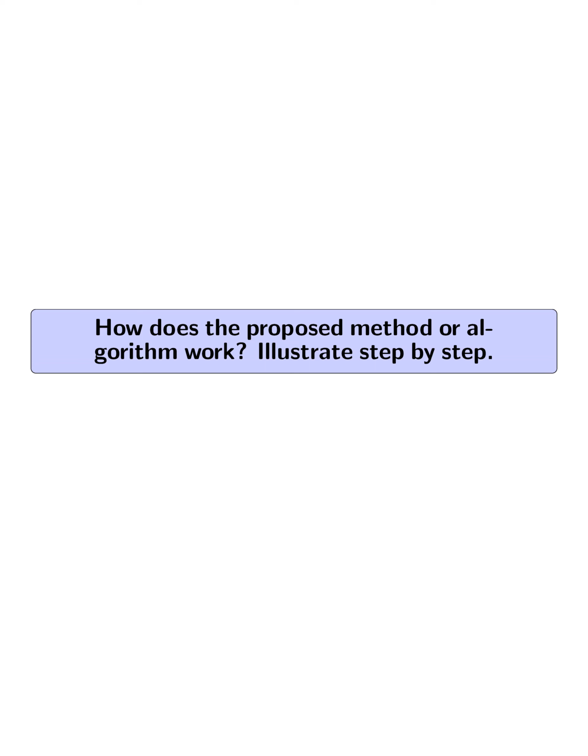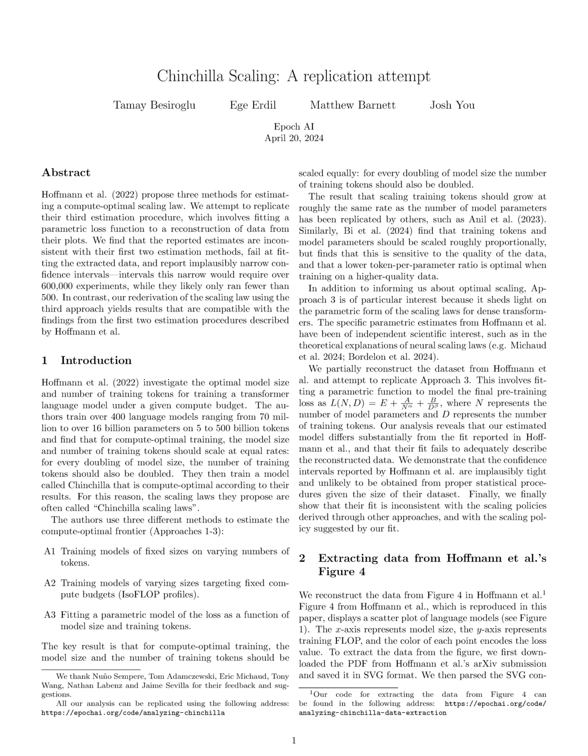How does the proposed method or algorithm work? Illustrate step by step. The proposed method works by investigating the optimal model size and number of training tokens for training a transformer language model under a given compute budget. The authors trained over 400 language models, ranging from 70 million to over 16 billion parameters, on 5 to 500 billion tokens. They found that for compute optimal training, the model size and number of training tokens should scale at equal rates. For every doubling of model size, the number of training tokens should also be doubled.